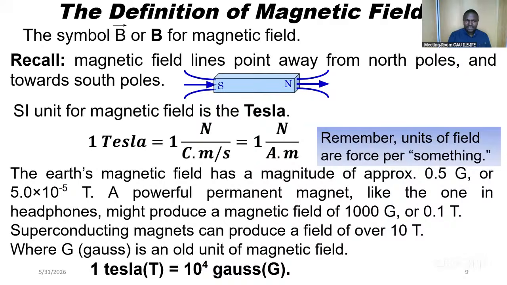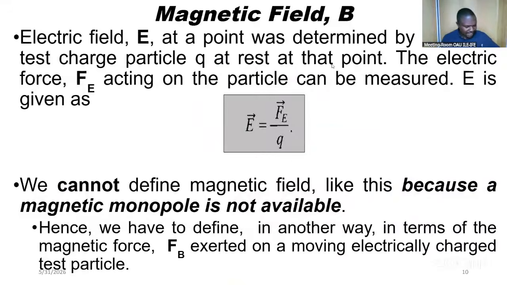So I've actually defined magnetic field, and let's just move a bit further. If you can still remember when my senior colleagues taught you electric field, he told you that electric field at a point was determined by putting a test charge particle Q at rest at that point. So we can say the electric force is the force acting on that particle, which can be measured. And we all know that electric field is the electric force per test charge.